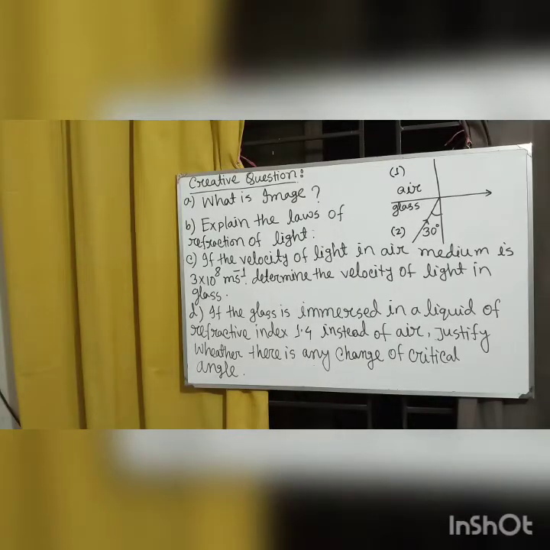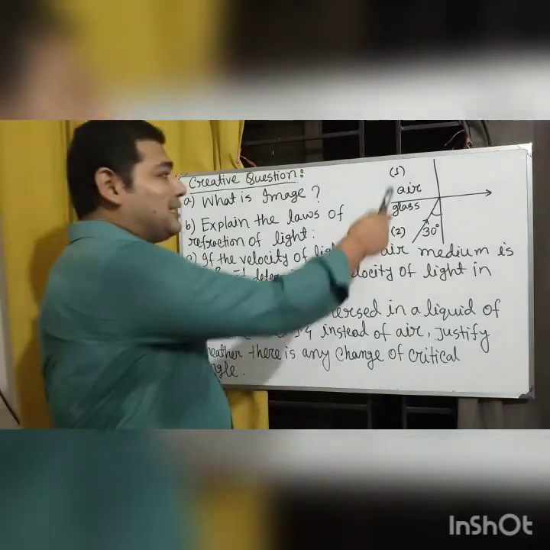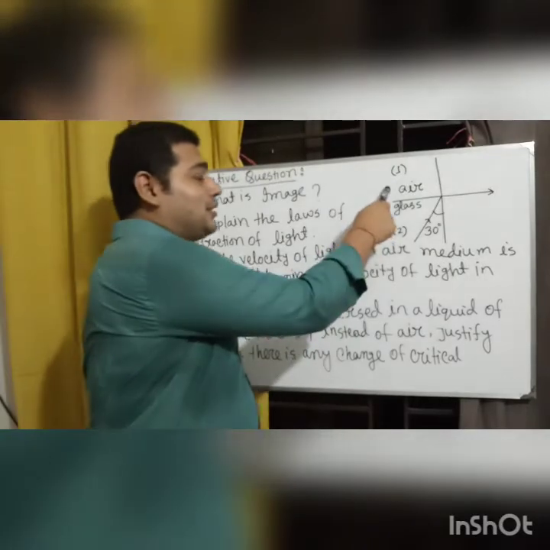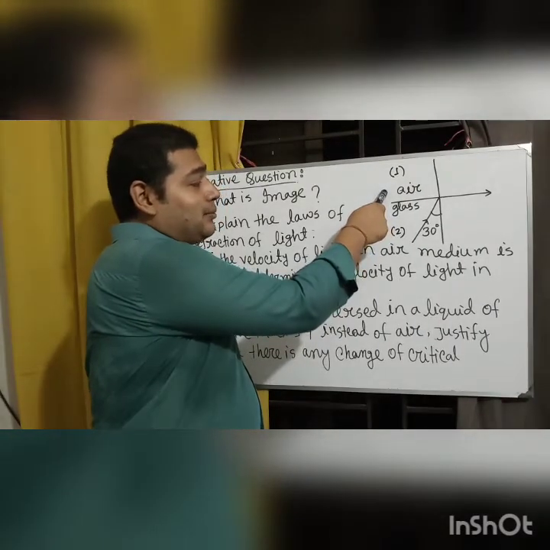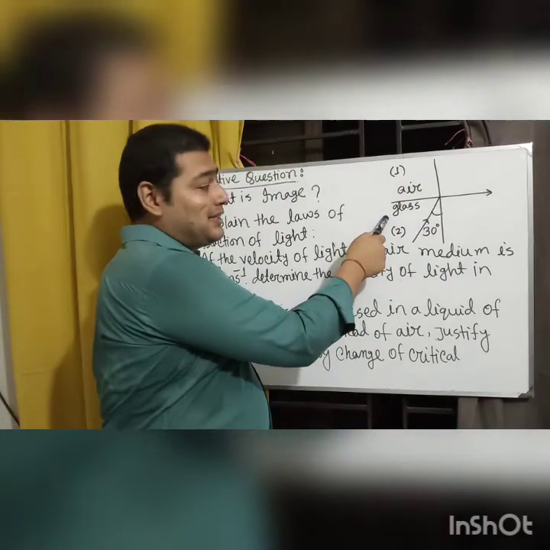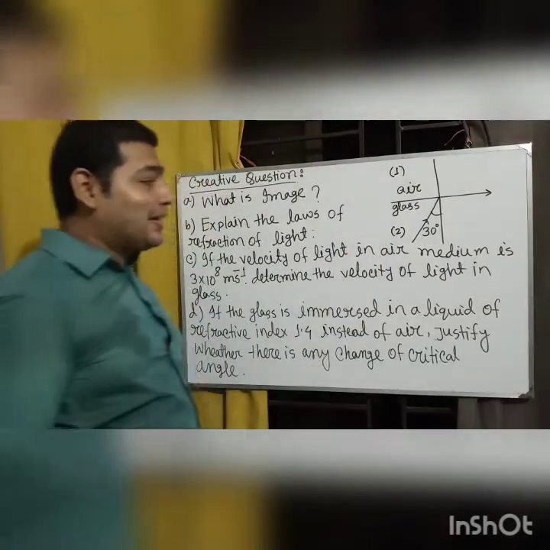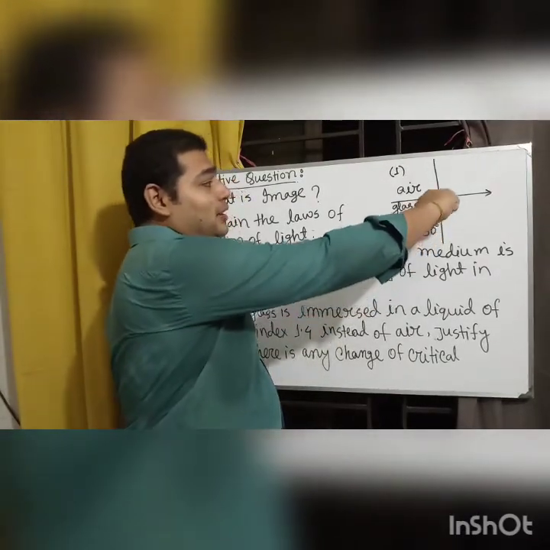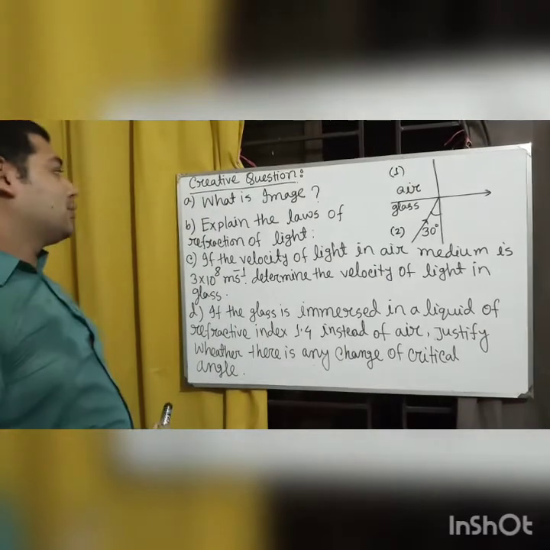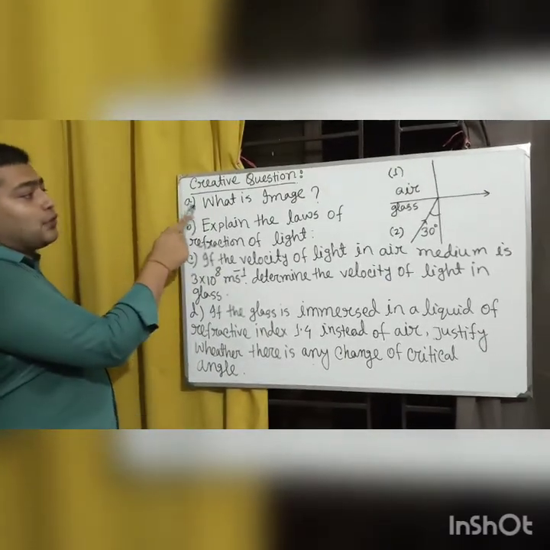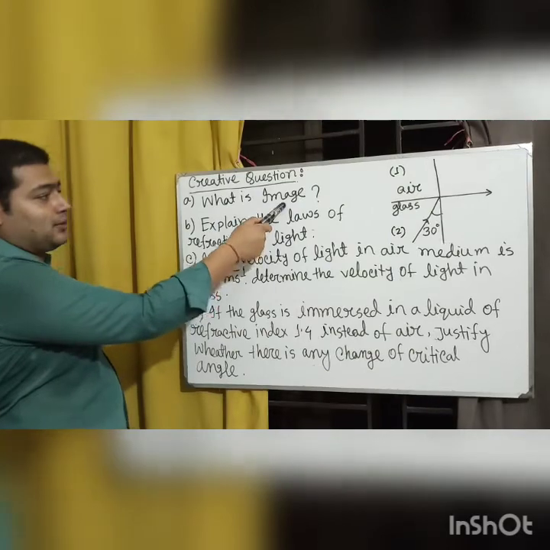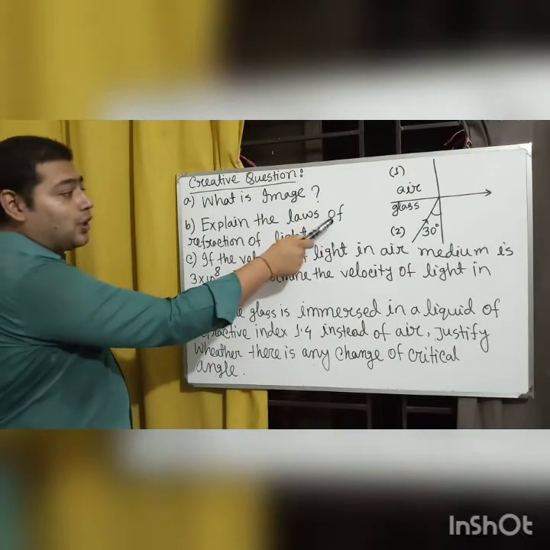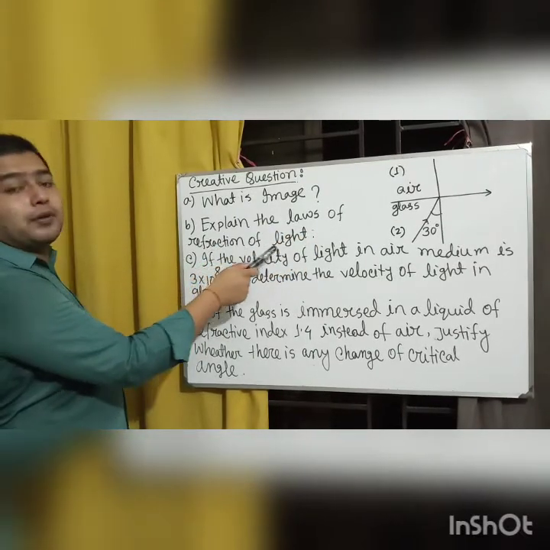So our creative question is, this is our stem. Here you see that there is one medium. Here the medium is air, and another medium is glass, and the ray goes from glass medium to air medium. Okay, so question A is, what is image? And question B is, explain the laws of refraction of light.